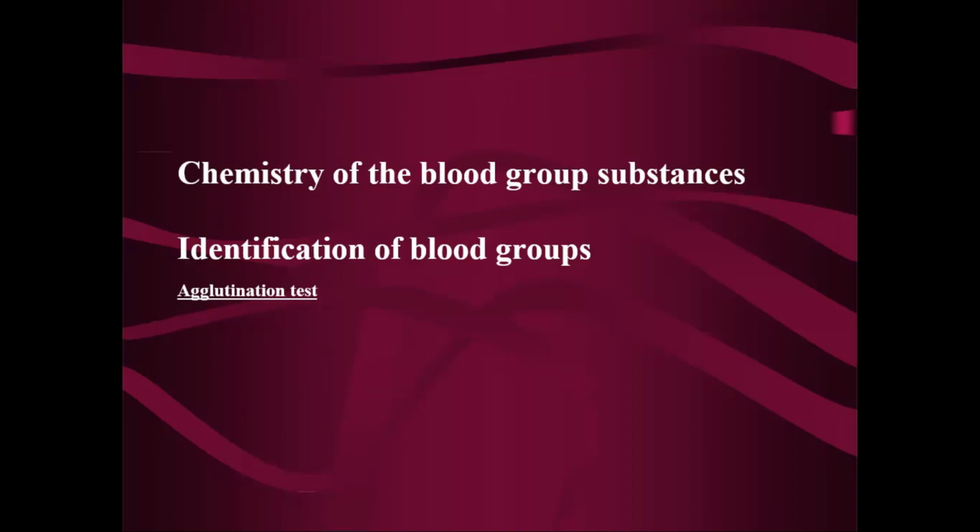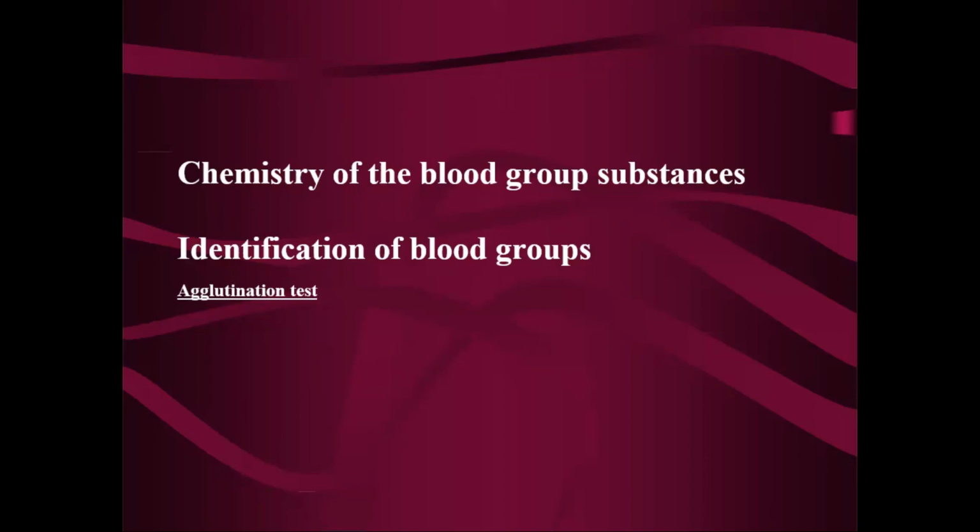So this is the basic principle of the agglutination test. That is, by using a solution of known antigen composition and known antibody composition, we can find out exactly the blood group that a patient has.